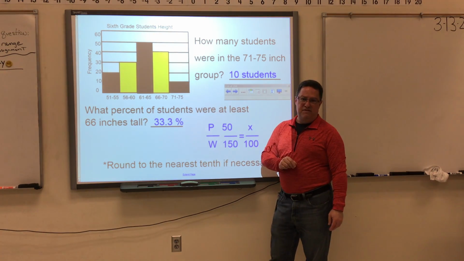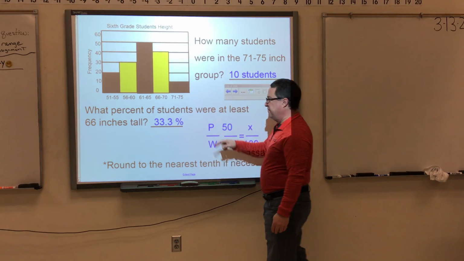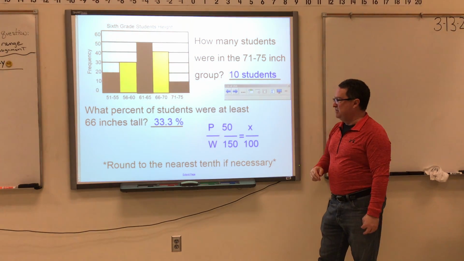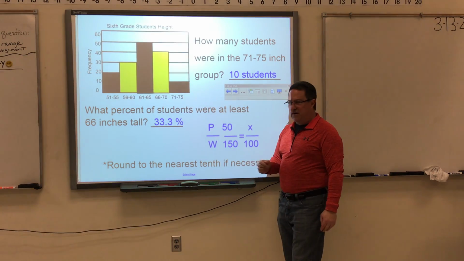Find the 75 through 71 inch group, check it all the way over, there are 10 of them. What percent of the students were at least 66 inches tall? Now we get a little funky, okay?